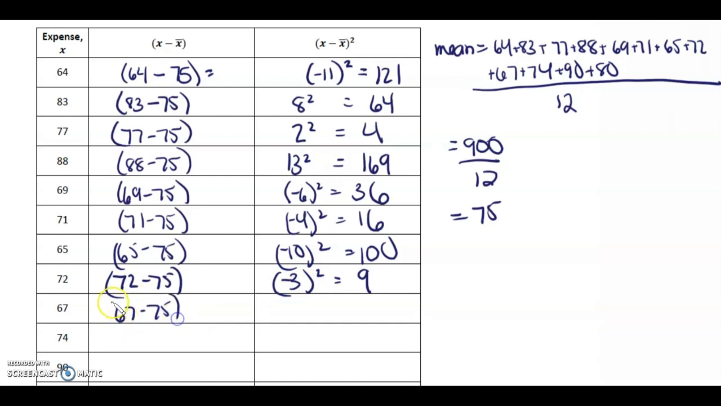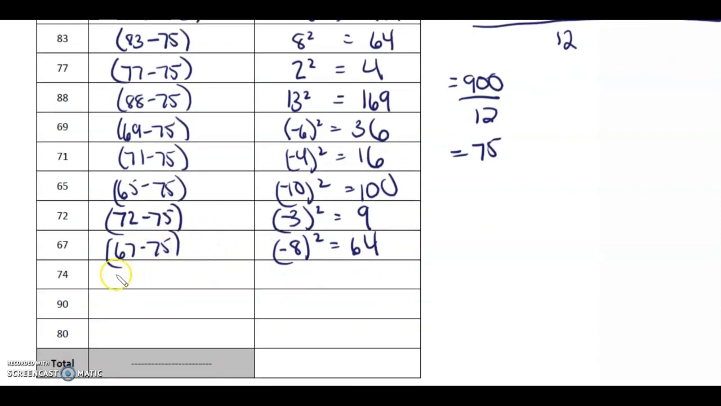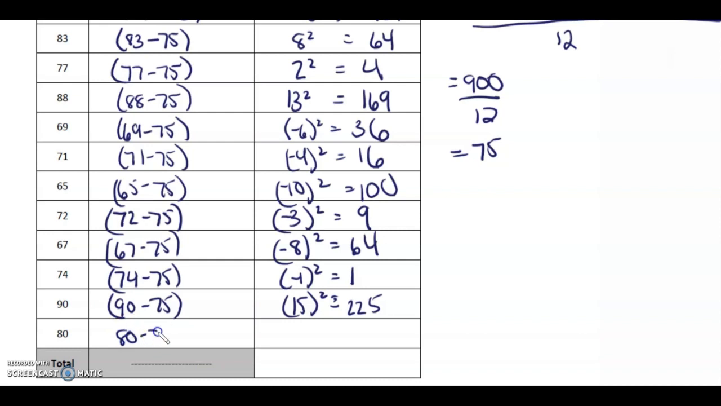67 minus 75, we get negative 8. When we square that, we get 64. Okay, 74 minus 75, I get negative 1. Square that, we get 1. We're going to do 90 minus 75, which I get 15. And when we square that, we get 225. Okay, 80 minus 75, we get 5. And when we square that, we get 25.